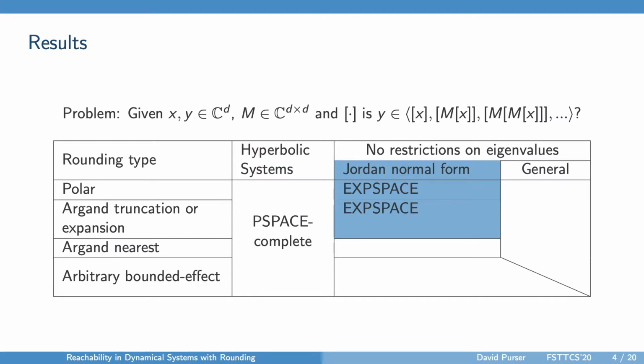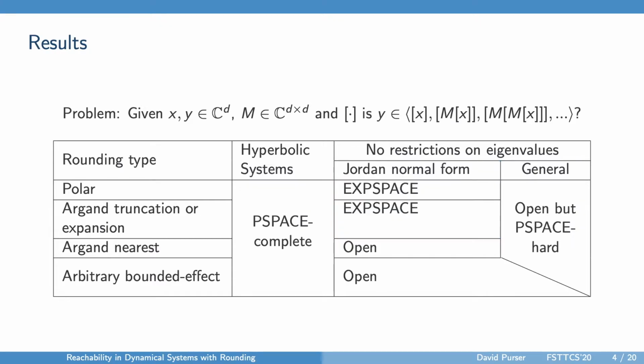However, when the matrix is already given in Jordan normal form, we're able to show decidability for the polar rounding function and for the Argand rounding function, restricted to truncation and expansion. Even for the case of nearest rounding, and in particular for bounded effect rounding, we leave the problem open. When not in Jordan normal form, the problem remains P-space hard.